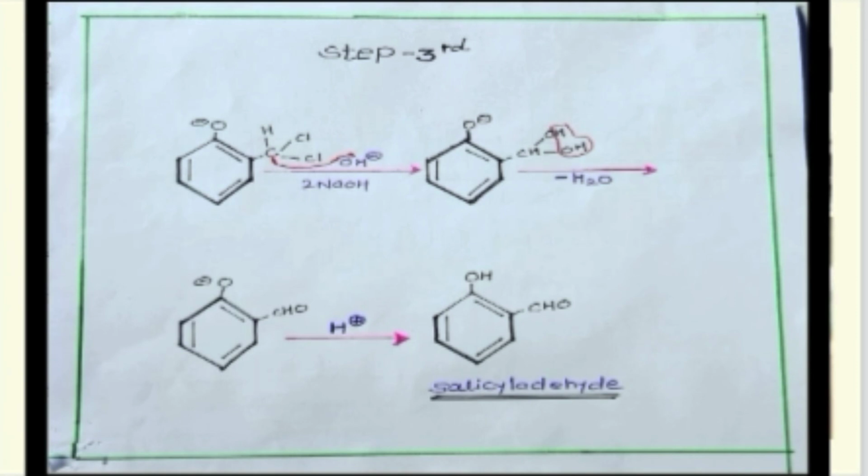Now after that, an important step takes place here. There is the acidification. After the acidification, meaning by addition of H+ ions, we get the compound salicylaldehyde as a product. So here we get the salicylaldehyde as a product, and the completion of the mechanism takes place here.